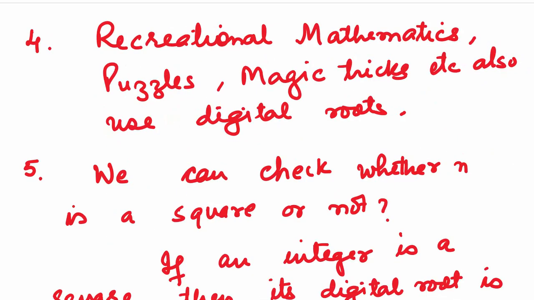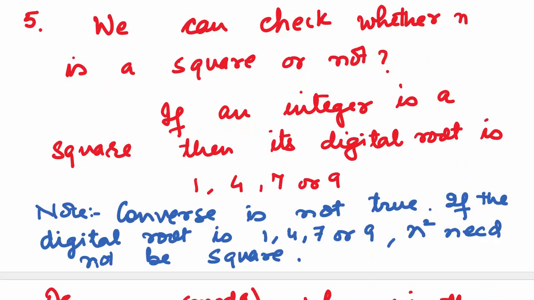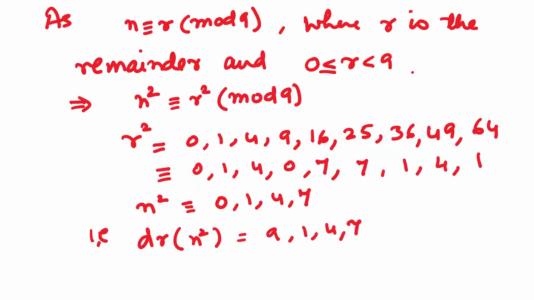They are used in recreational mathematics, puzzles, magic tricks, etc. Also, we can check whether a number n is a square or not. Now, how do we do that? If an integer is a square, then its digital root is 1, 4, 7 or 9. Converse is not true. If the digital root is 1, 4, 7 or 9, n need not be a square. Let's say n is some number.